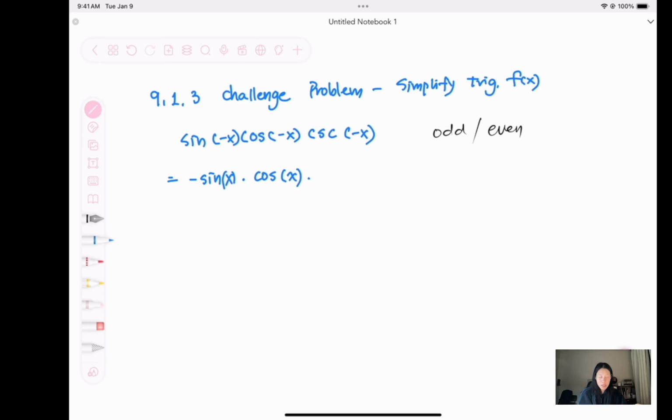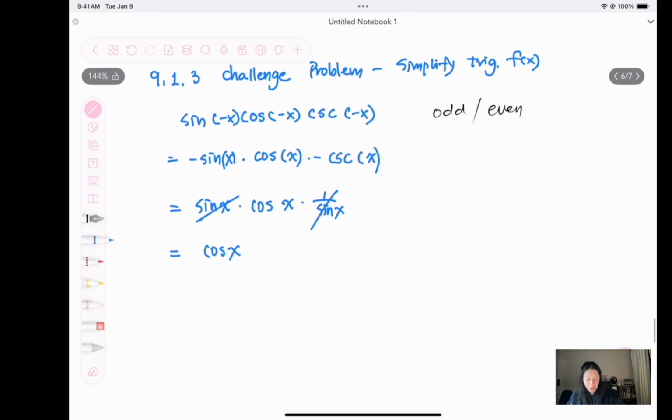Cosecant is 1 over sine. If sine is an odd function, then cosecant will be an odd function too. So this is equal to negative cosecant. Negative, negative gives you a positive. And then I will have sine x, cosine x, and the cosecant I can write as 1 over sine x. These two cancel, so I have cosine x. Then we are done with this one.